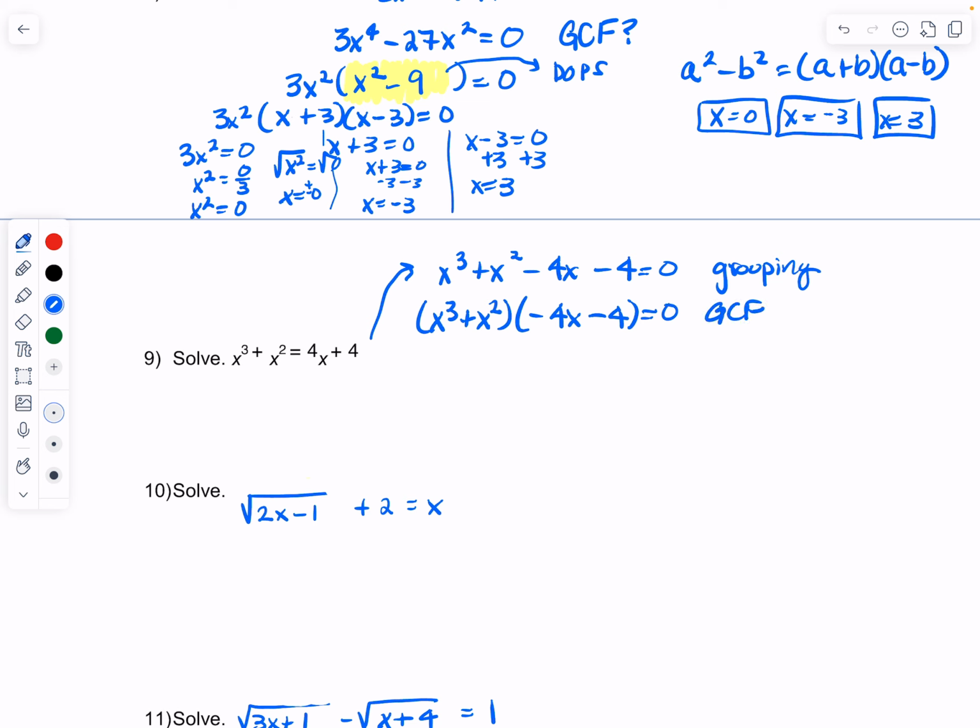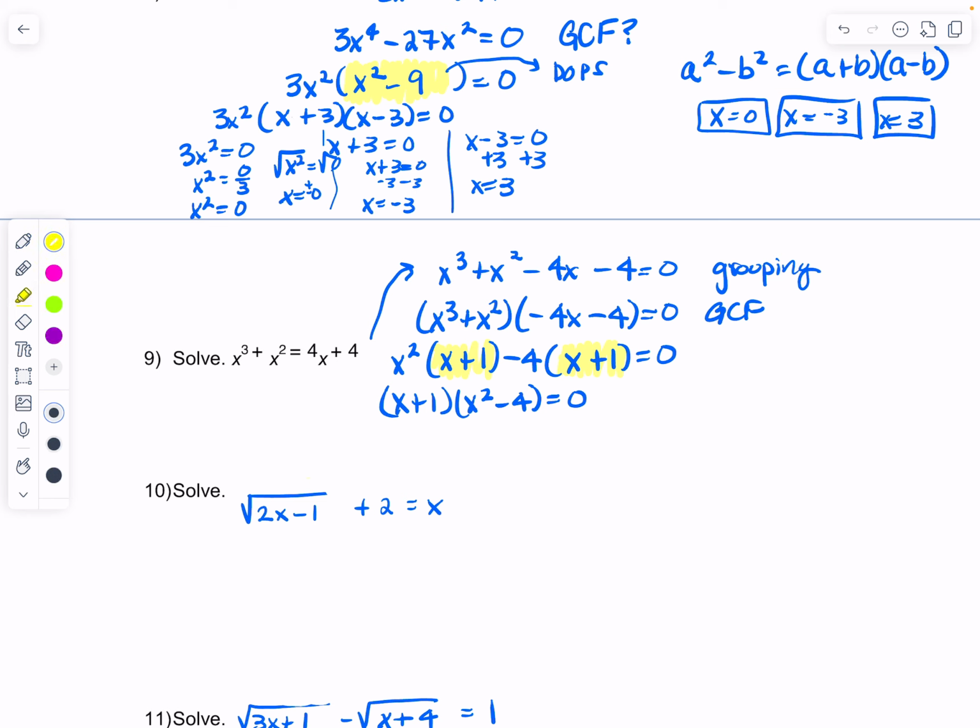Alright, so the GCF of the first one is x squared. X cubed divided by x squared is x. Plus x squared over x squared is 1. The next 2, I'm going to take out a negative 4. Negative 4x divided by negative 4 is just x. And negative 4 divided by negative 4 is a positive 1. So again, if you do grouping correctly, like in the AC method, you'll see that inside the parentheses have to be exactly the same, which they are. So I factor that out, and I write what's left over, which is x squared minus 4 equals 0.